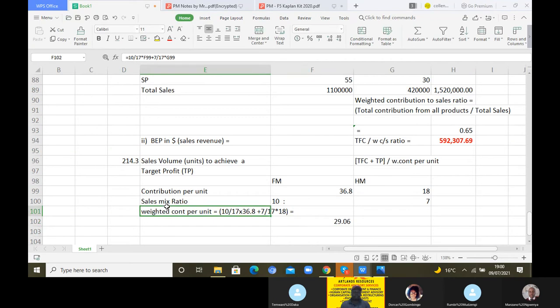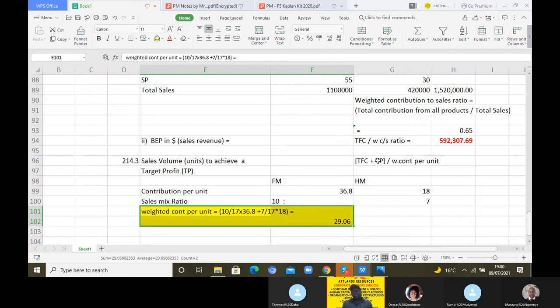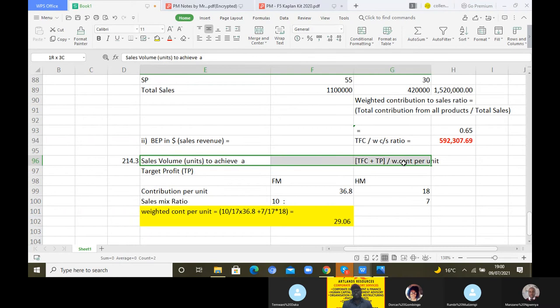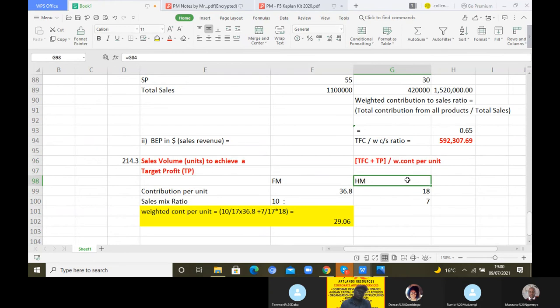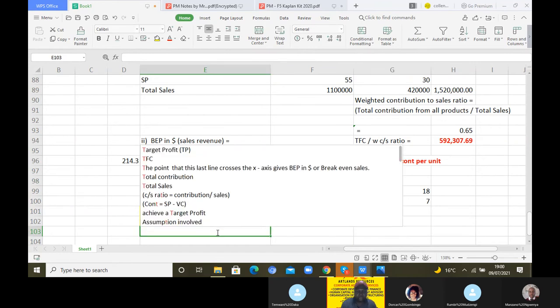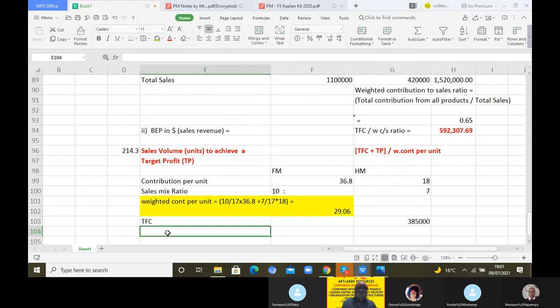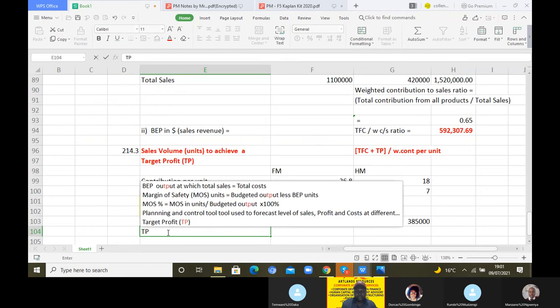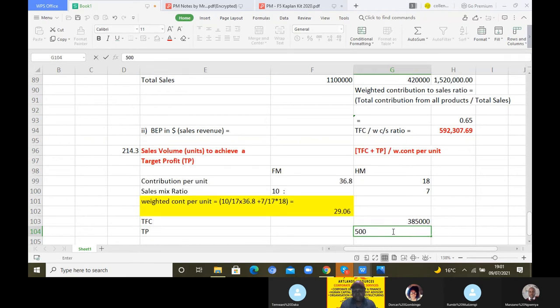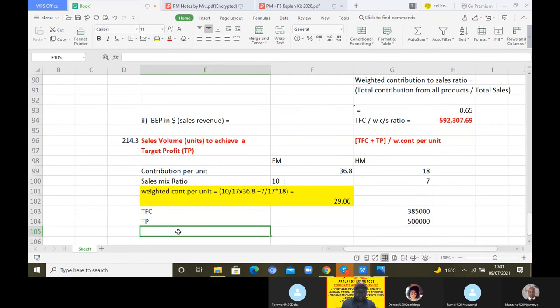This is weighted contribution per unit. Know that. The answer in yellow there is the weighted contribution per unit. Why are we calculating it? Because we need to calculate sales volume to achieve a target profit. You calculate it as total fixed cost plus target profit divided by weighted contribution per unit. So we can now say total fixed costs, remember, we have them already as 385. Then target profit. They are saying they want to achieve a target profit of 500. Then total fixed cost plus target profit.